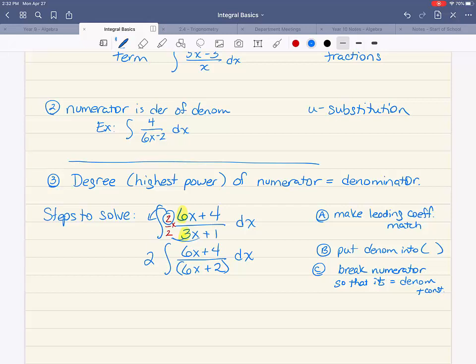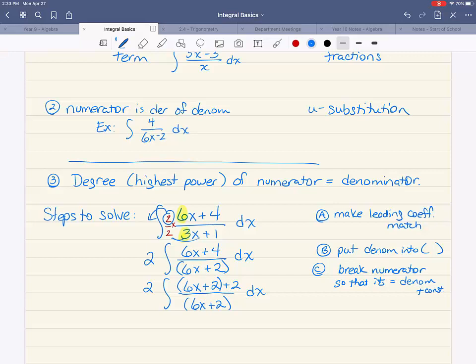Okay, so let's take a look. Notice that the numerator is 6x plus 4, the denominator is 6x plus 2. I want to make a part of the numerator be exactly like the denominator. So what I'm going to do is leave the 6x plus 2 on the bottom in a bracket. I'm going to take the 6x plus 4 and break it into 6x plus 2 plus another 2 dx. And now I'm going to put the numerator 6x plus 2 in a bracket as well.